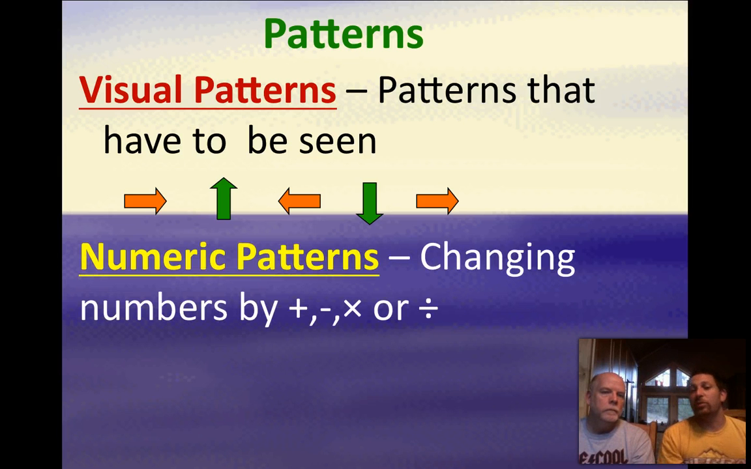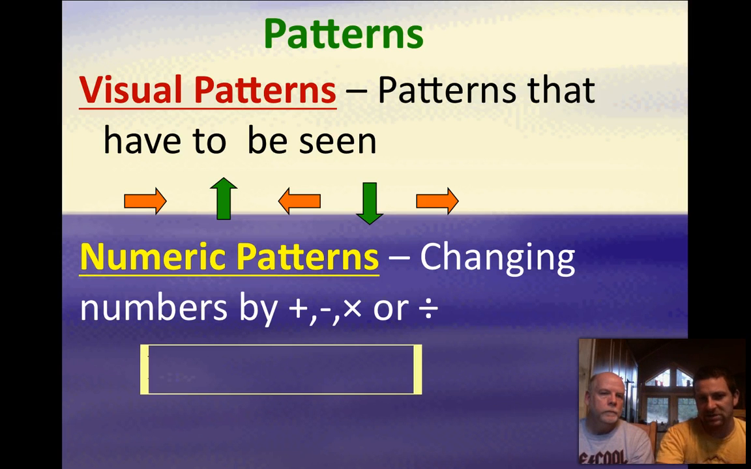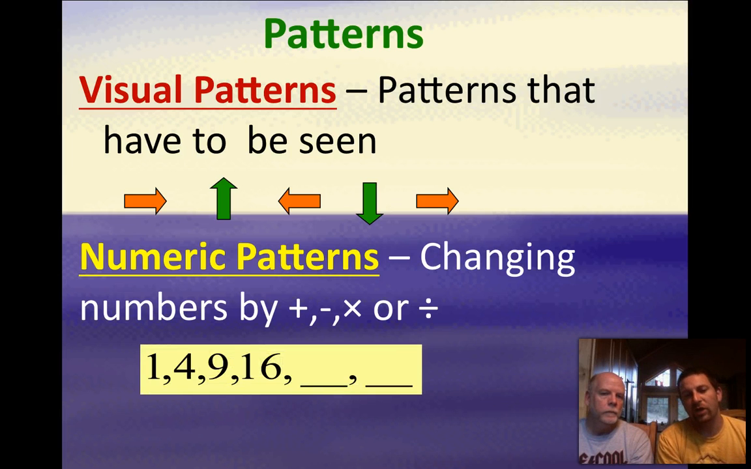And then we go to numeric patterns. Remember, there's always that connection in geometry between the visual and the mathematical, but numeric patterns are changing numbers by a plus, a minus, a multiplication, or a division. They'll lay out a string of numbers like this, and then you've got to think about how they are going from 1 to 4, 4 to 9, 9 to 16. What would you say, Mr. Scritchfield? Well, this actually has a double pattern inside of it.